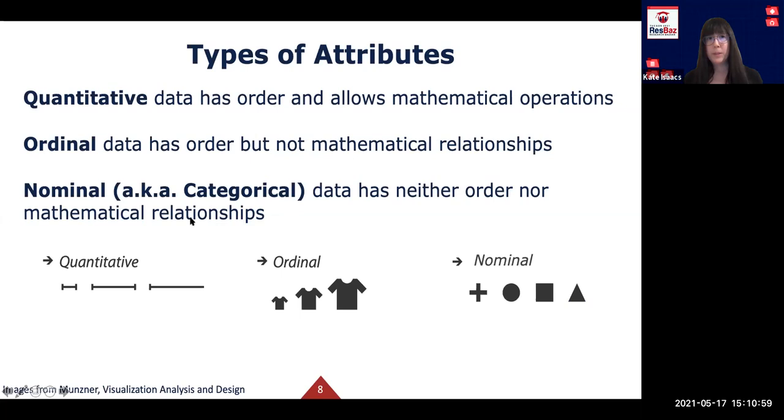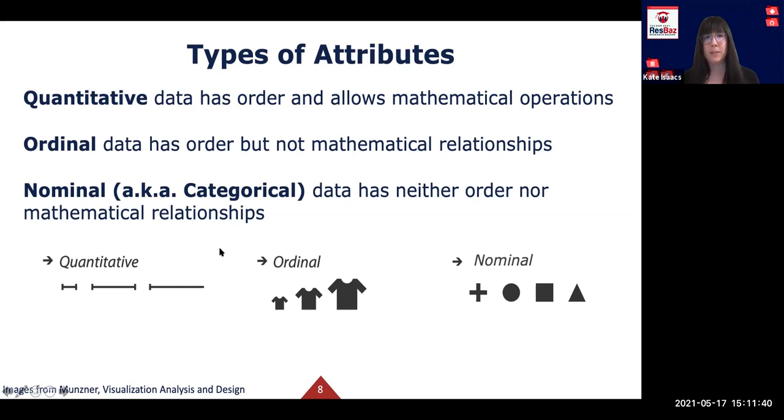Attributes can take several forms, and we're going to break this into 3 categories. There's quantitative data. You can order this from big to small, but you can also do mathematical operations on it. You can subtract one from another and get something meaningful and valid. Whereas ordinal data has some sort of order, but not a mathematical relationship. What you see in the middle of the slide is t-shirt sizes. We can organize them from small, medium to large, but I can't subtract medium from large and get something that means something in this space.